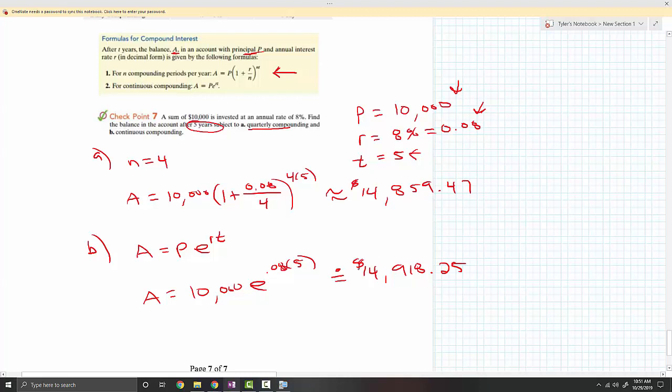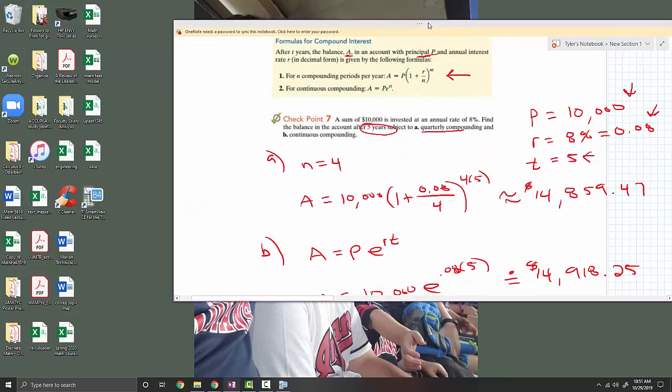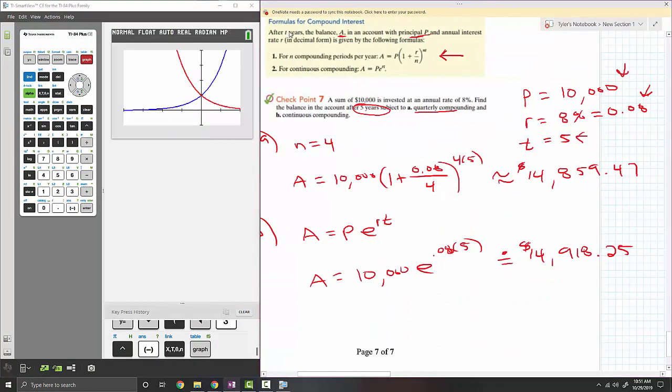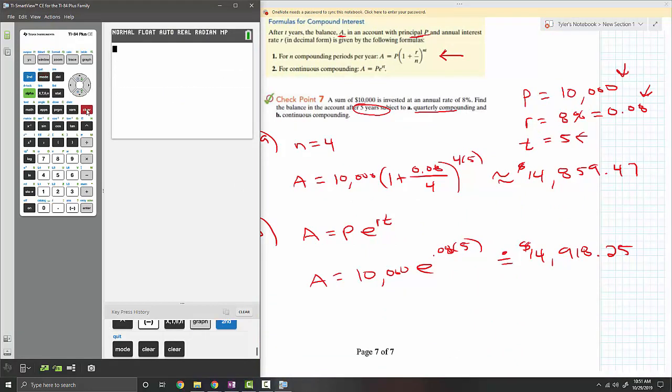Right? So real quick, I just want to verify those solutions in my calculator in case you have trouble inputting those. For part A, you would put in 10,000 and then times 1 plus 0.08 divided by 4. Whoops, not times, divided by 4. And then this is all raised to the 4 times 5 power. And then you hit enter, and you can get that value.